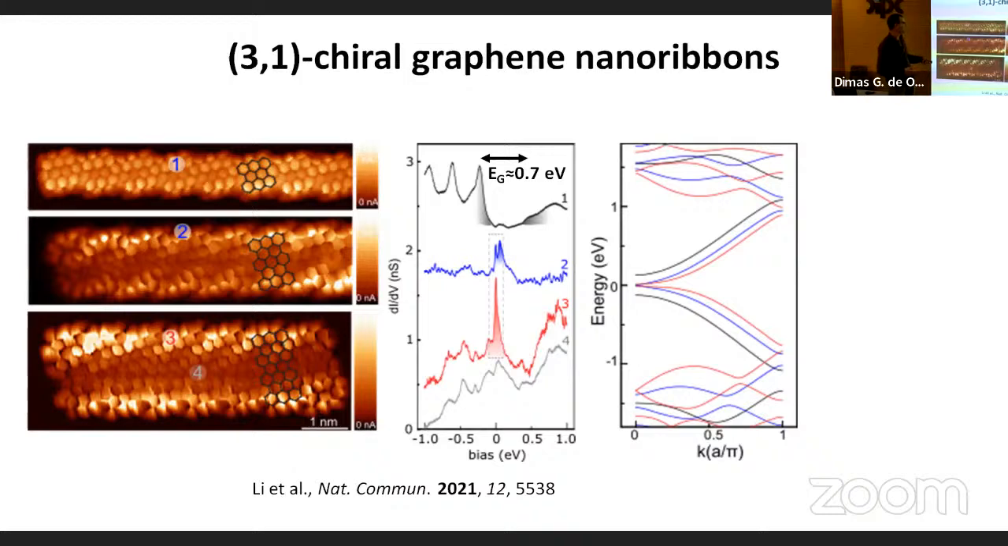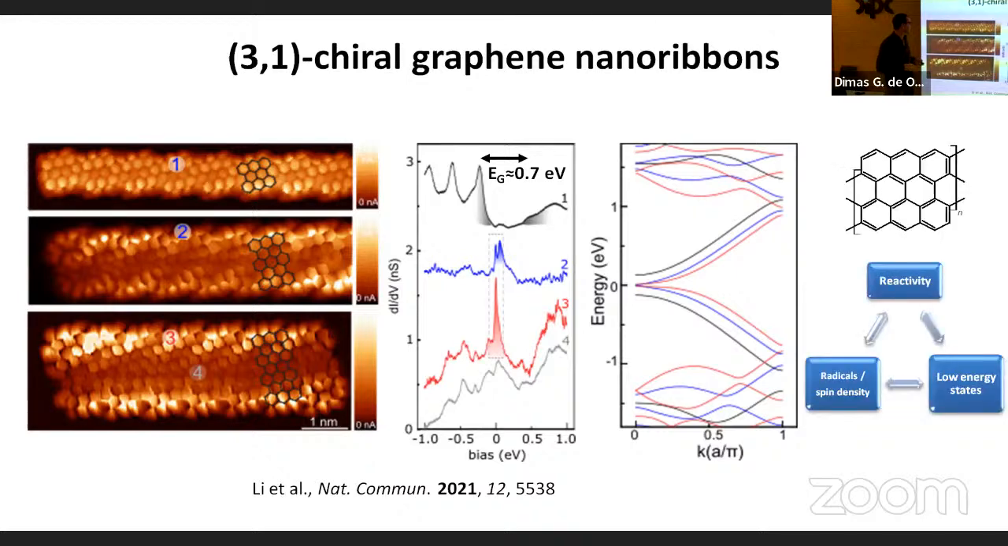In both of these cases, we see these low energy states, but here we see that this band gap opens. Okay, so then we have a band gap of 0.7 electron volts. And this is actually a very nice value in principle, for example, if you wanted to make transistors out of it. And then we thought, okay, so that may actually be a very interesting structure for potential applications.